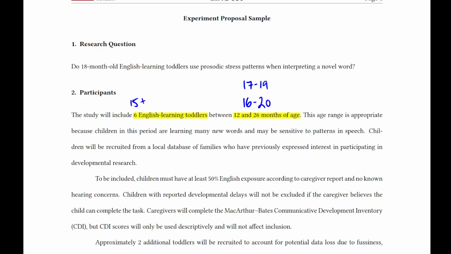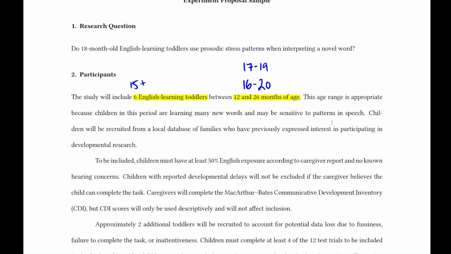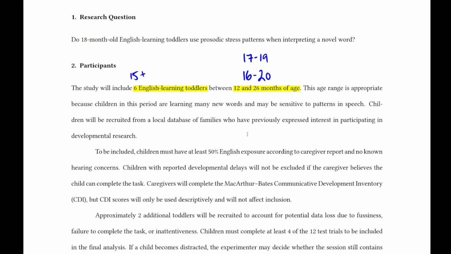Okay, this age range is appropriate because children in this period are learning many new words and may be sensitive to patterns in speech. We could comment on that, but I think the first things we pointed out are important enough that we can ignore that. Children will be recruited from a local database of families who have previously expressed interest in participating. This is fine. It's still going to be a representative sample. It's just that these are parents who are basically more committed, so you're less likely to have people dropping out, and you can get your participant pool faster.